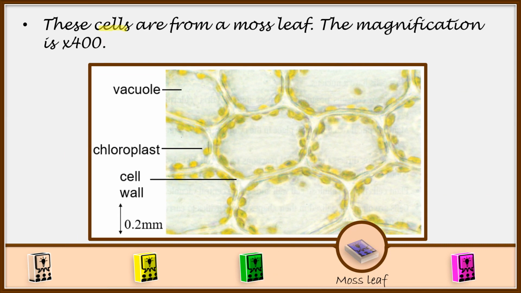These cells are from a moss leaf, and the magnification is 400. So we have our cells here. They have been extracted from a moss leaf. We can see the vacuole in the middle. We can see the chloroplasts. Those substances that you're seeing, those are chloroplasts. And you can see the cell wall.